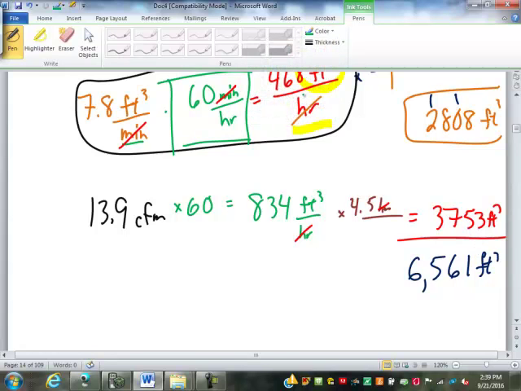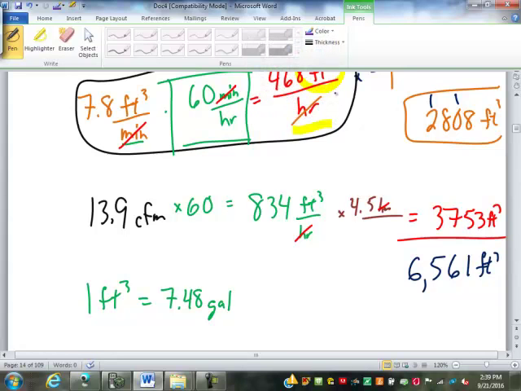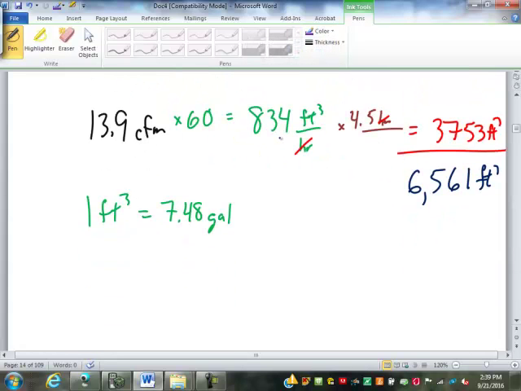To give you an idea, the conversion is 1 cubic foot equals 7.48 gallons. So a little foreshadowing to our measurement coming up in a couple of weeks. If I have 6,561 cubic feet, to turn that into gallons, am I going to multiply by the 7.48 or am I going to divide by the 7.48?